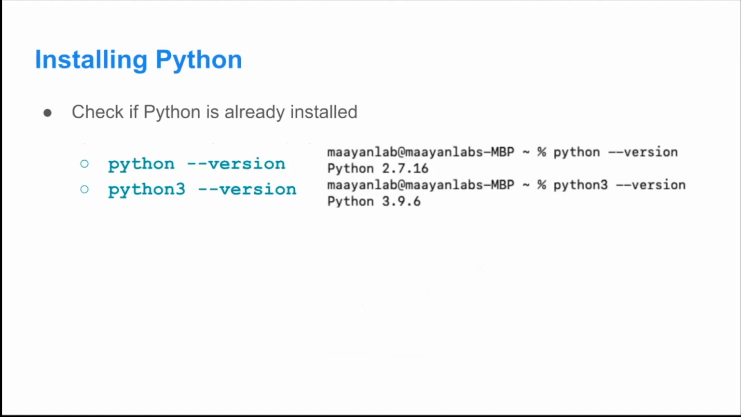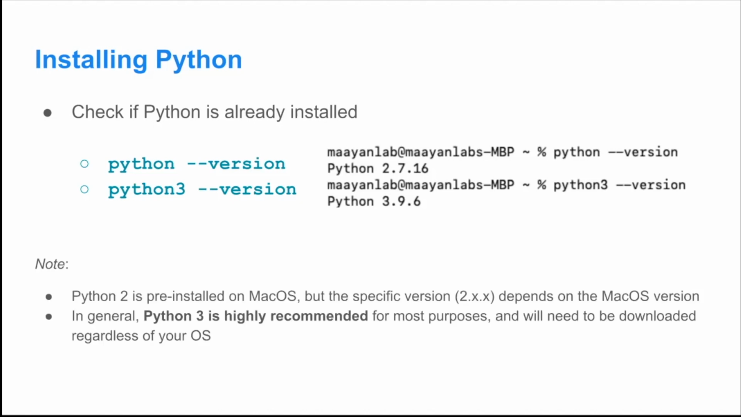Before you can use Python, you do have to install Python. You can actually check if Python is already installed by going into your terminal and typing these two commands, python --version or python3 --version. You'll see that I have two versions of Python, Python 2.7.16 and Python 3.9.6.